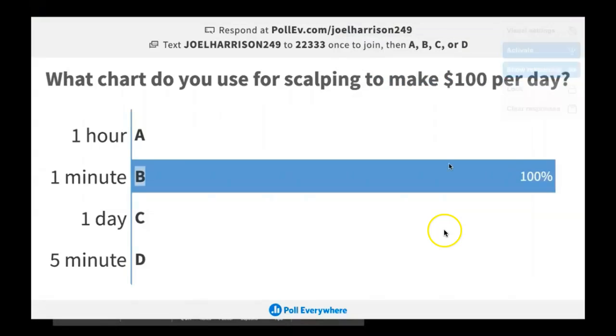All right, hold up. Oh, here's the answers. See, my tech people just came and told me how to fix this. All right, so everybody got that right. What chart do you use? A 1-minute chart. Okay. All right.